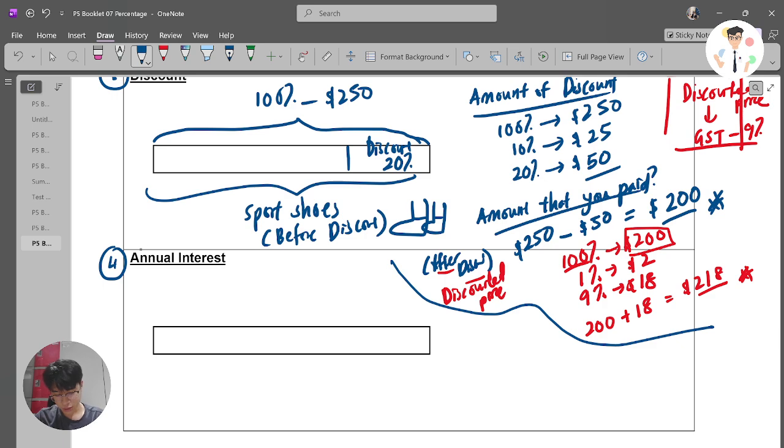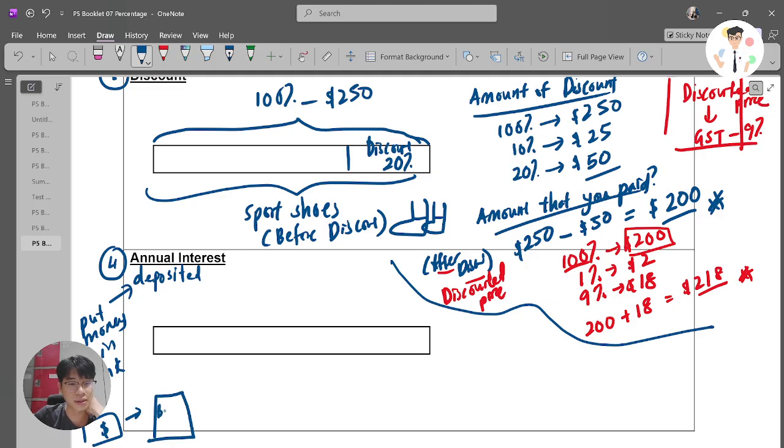Okay, annual interest is something that is a bit easier to understand. Before that, let me just introduce you to a word called deposit, or the word deposited. Deposited basically means I put money in the bank. Some of you might see this word deposited and wonder what it means. It basically means I put money inside the bank. That's called deposited.